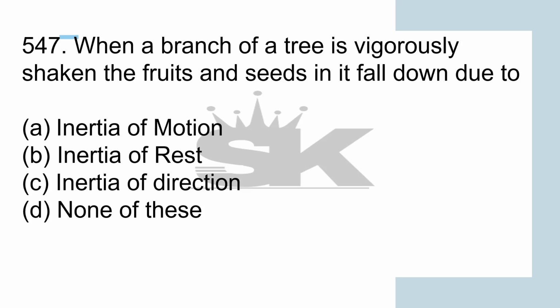When a branch of a tree is vigorously shaken, the fruits and seeds on it fall down due to the inertia of rest. When a tree is shaken vigorously, its fruits and leaves fall down. This is due to the fact that when the tree is shaken, it moves to and fro slightly, but its fruits and leaves tend to remain at rest due to inertia, and hence detach from the tree and fall down.